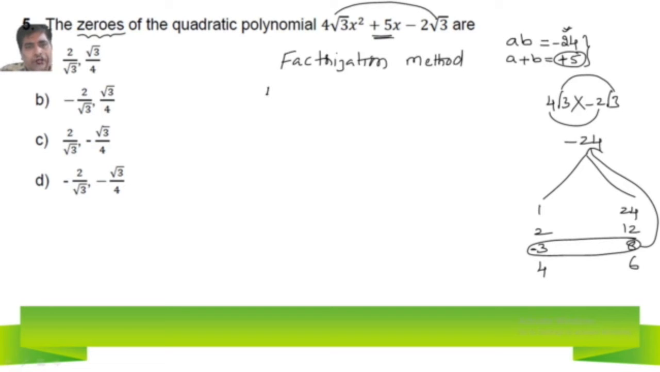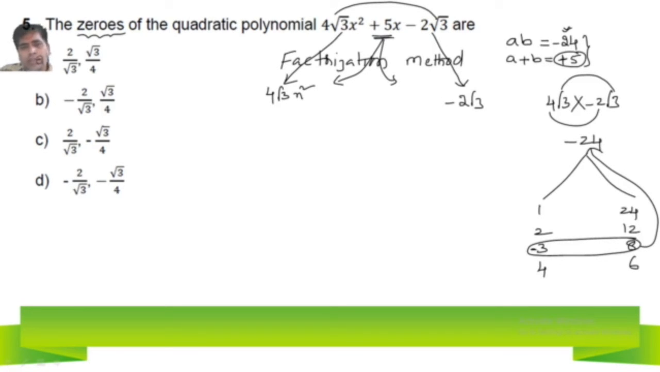So now I'm writing 4 root 3 x square and minus 2 root 3. I wrote the first term and the last term, and this 5 I am expressing as follows. This method is also known as splitting the middle term. Whatever the factorization method, we will know it as splitting the middle term. So I am splitting the middle term like this.